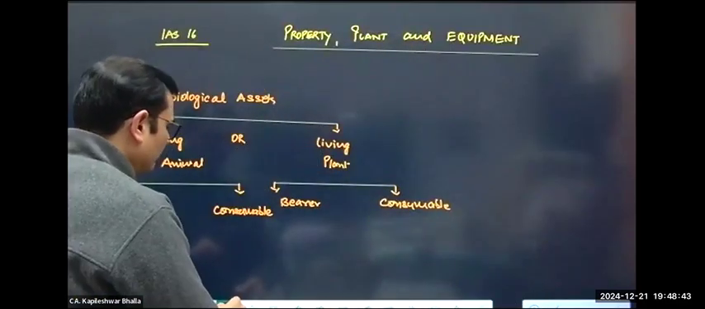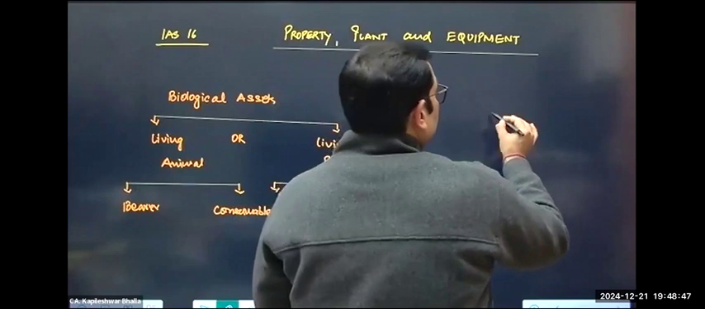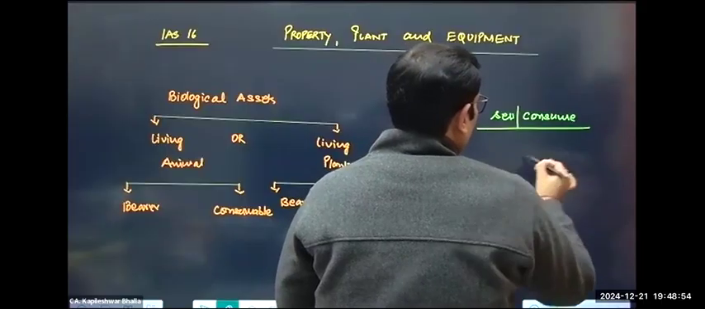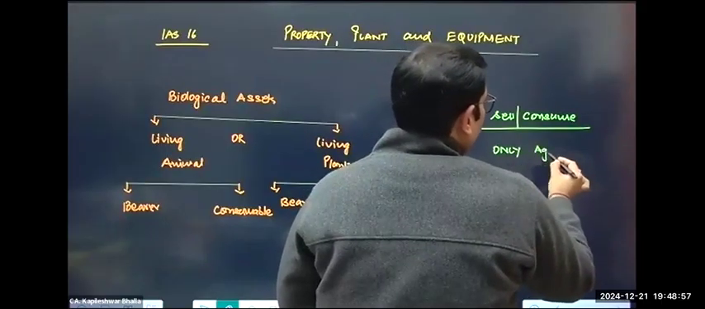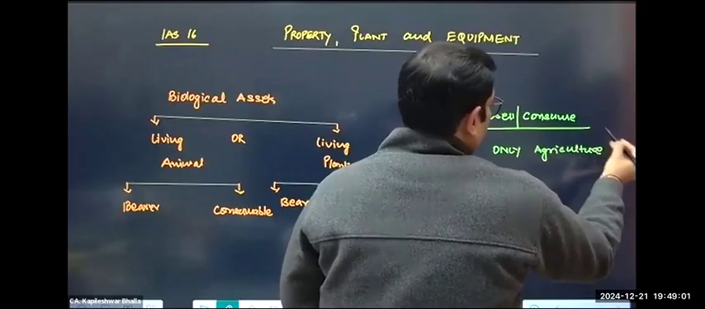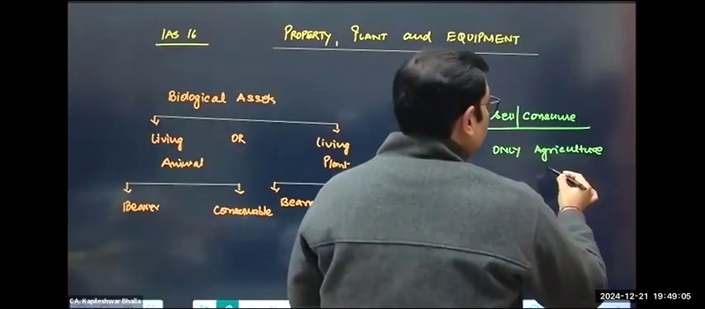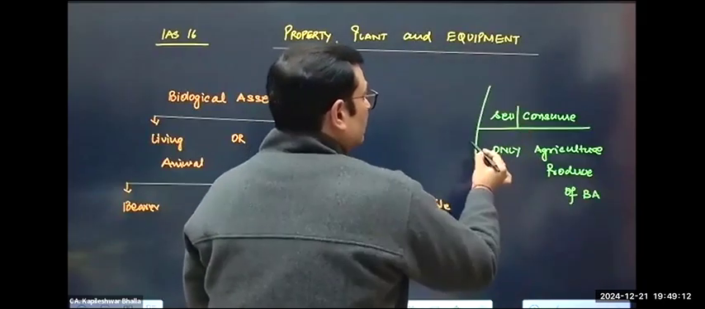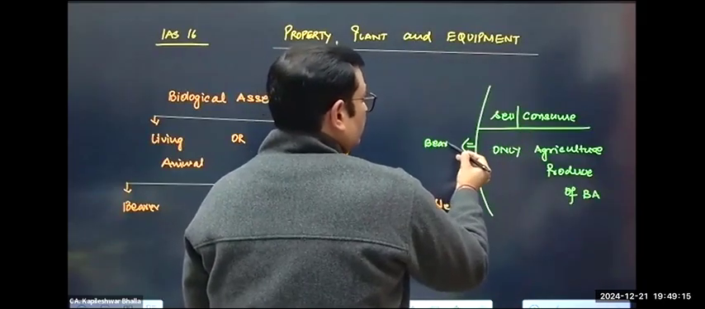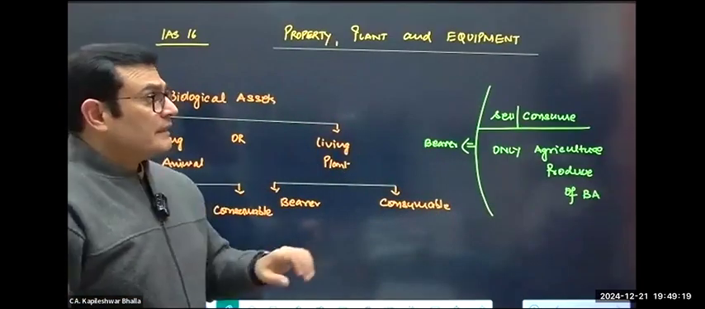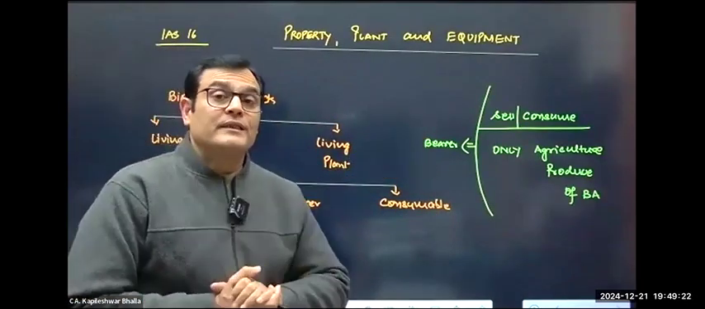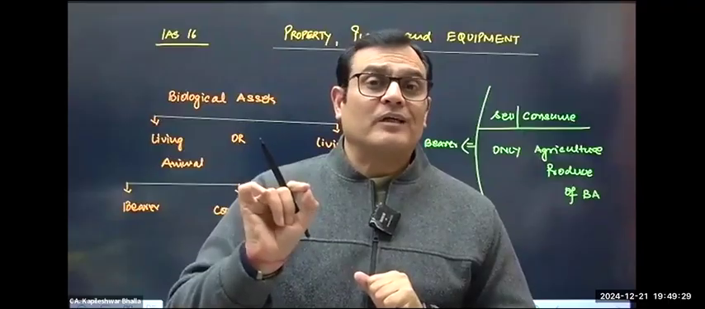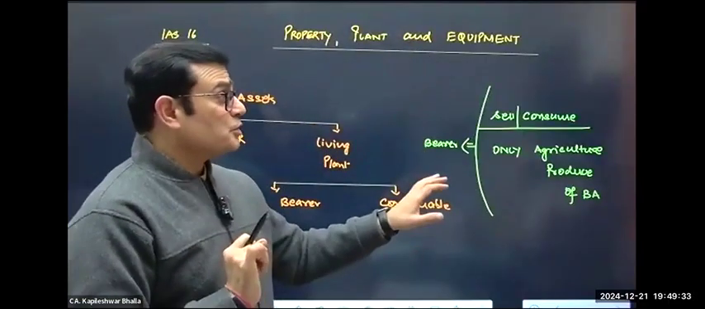Let's put it very simply. If you are going to sell or consume only the agriculture produce of the biological asset, and this condition is met, it is called bearer in nature. The criteria is very simple. If you will only sell or consume the agriculture produce of the animal or plant, and you're not going to touch the animal or plant itself, then it is bearer.